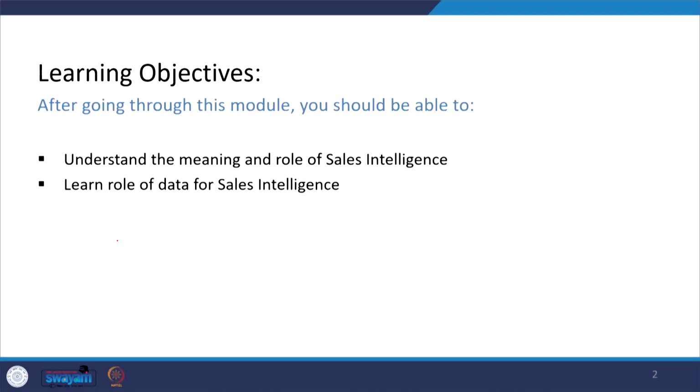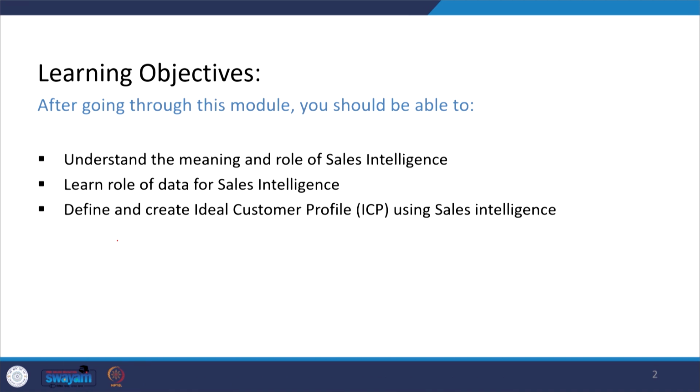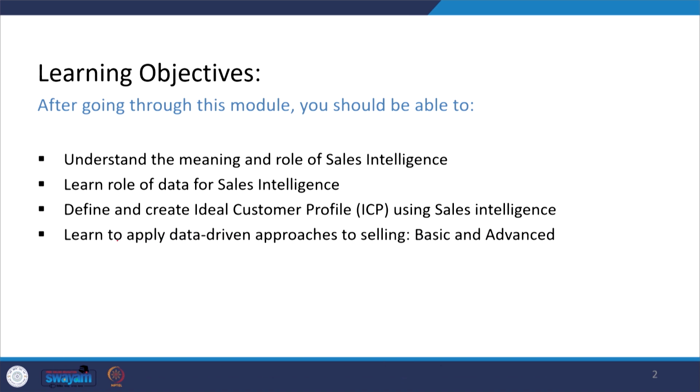In this module, we are going to achieve several objectives. For example, we'll understand the meaning and role of sales intelligence. We will learn the role that data plays in this new field, sales intelligence. Define and create an ideal customer profile for our businesses using sales intelligence. And then learn to apply data-driven approaches to selling, where we will include both basic as well as advanced approaches. And then finally, we will look at how to use social media for lead generation.